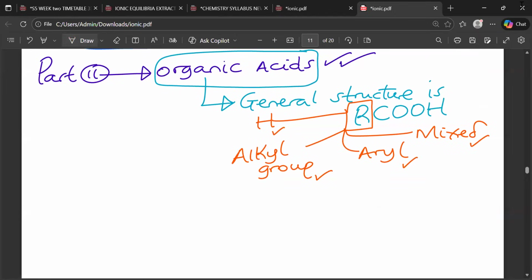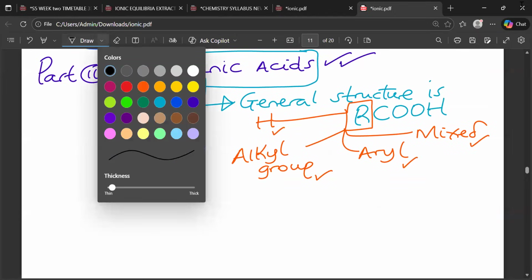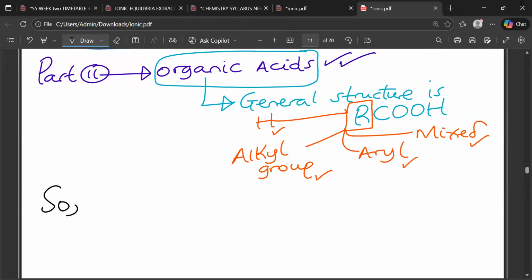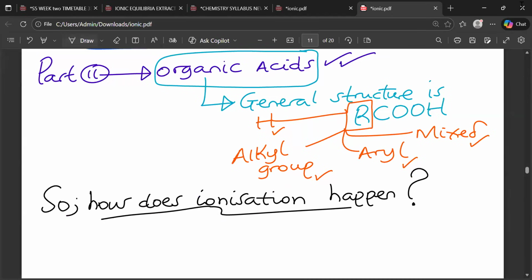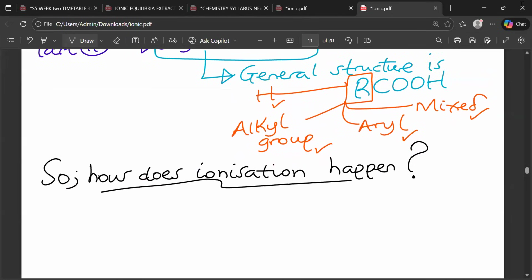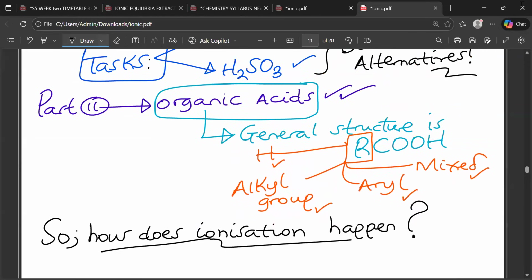So how do they ionize? So how does ionization happen? It's so simple. These are acids, they must donate.